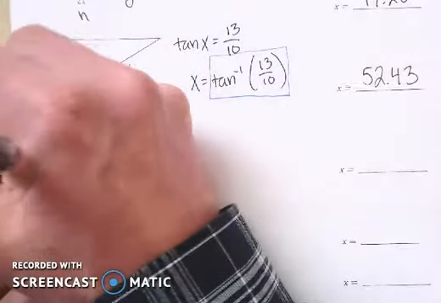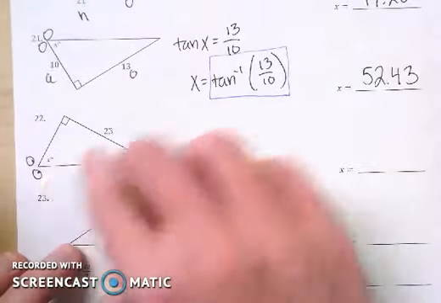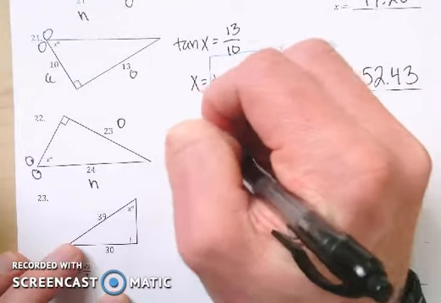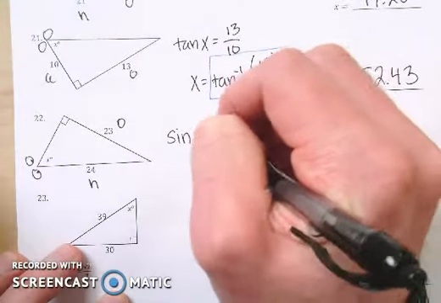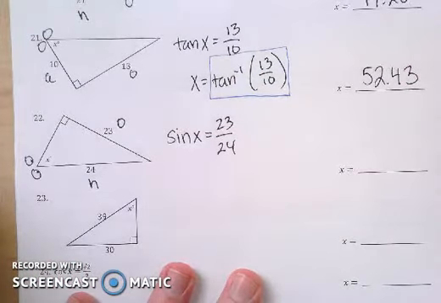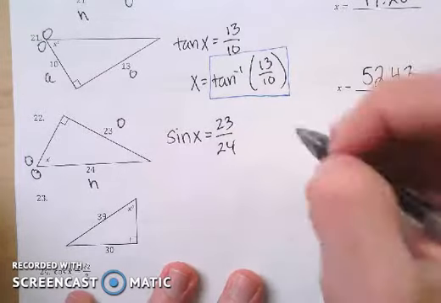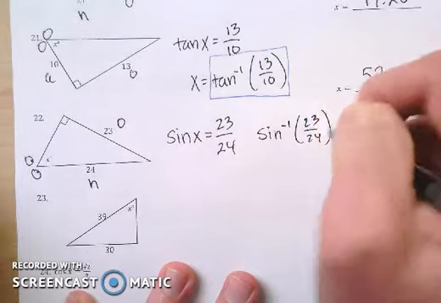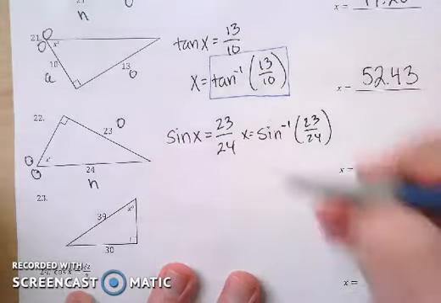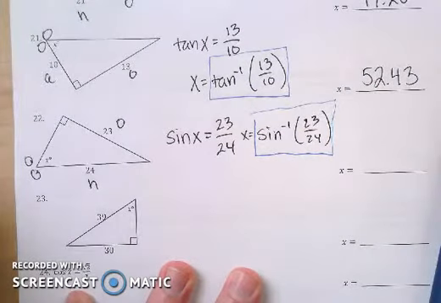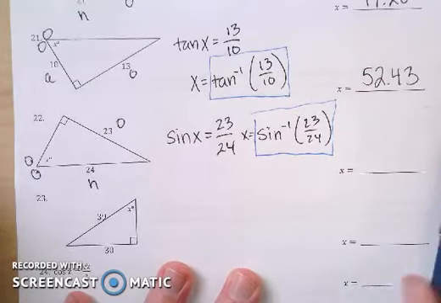Put my eyeballs down here, eyes on the prize. I have opposite and I have hypotenuse. This is going to be sine of x equals opposite over hypotenuse. Make sure we're doing the order correct. Again, we're taking the sine of a variable, so we've got to go ahead and do inverse sine of 23 over 24, and that's what x is going to equal. Calculator ready form is right there. Go ahead and throw this in the calculator. And we should get 73.40.